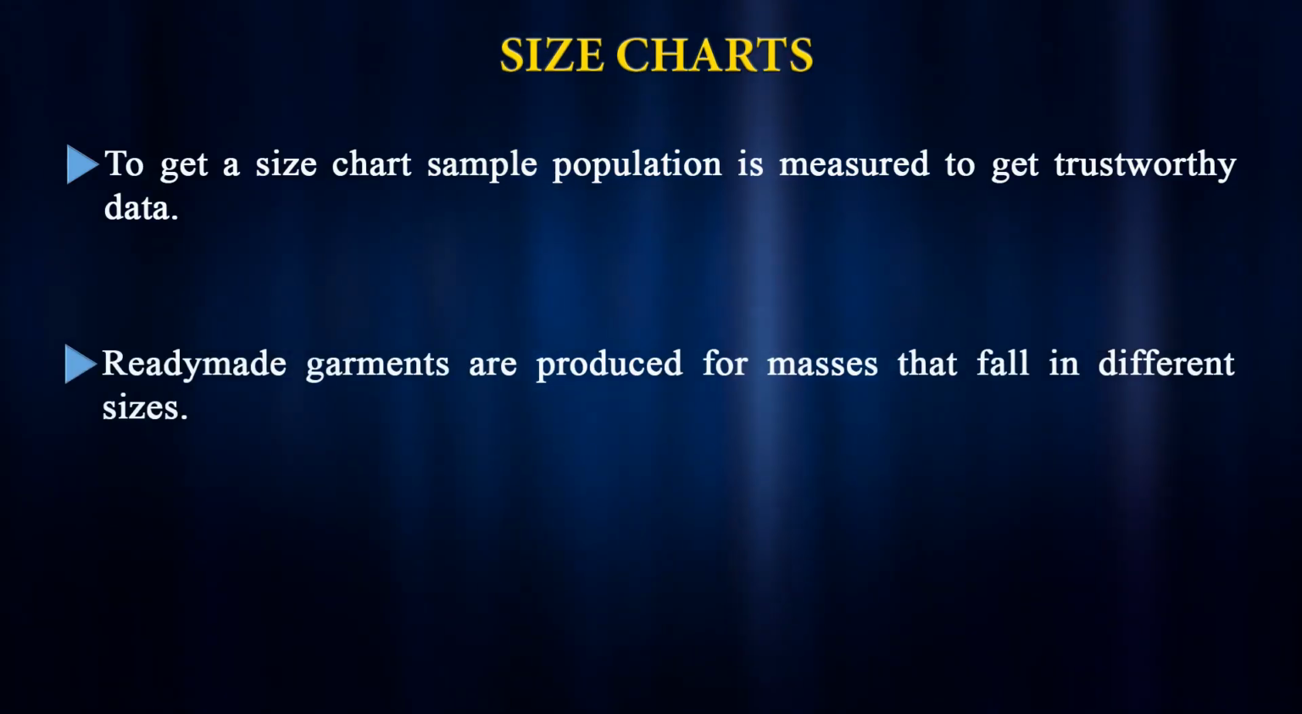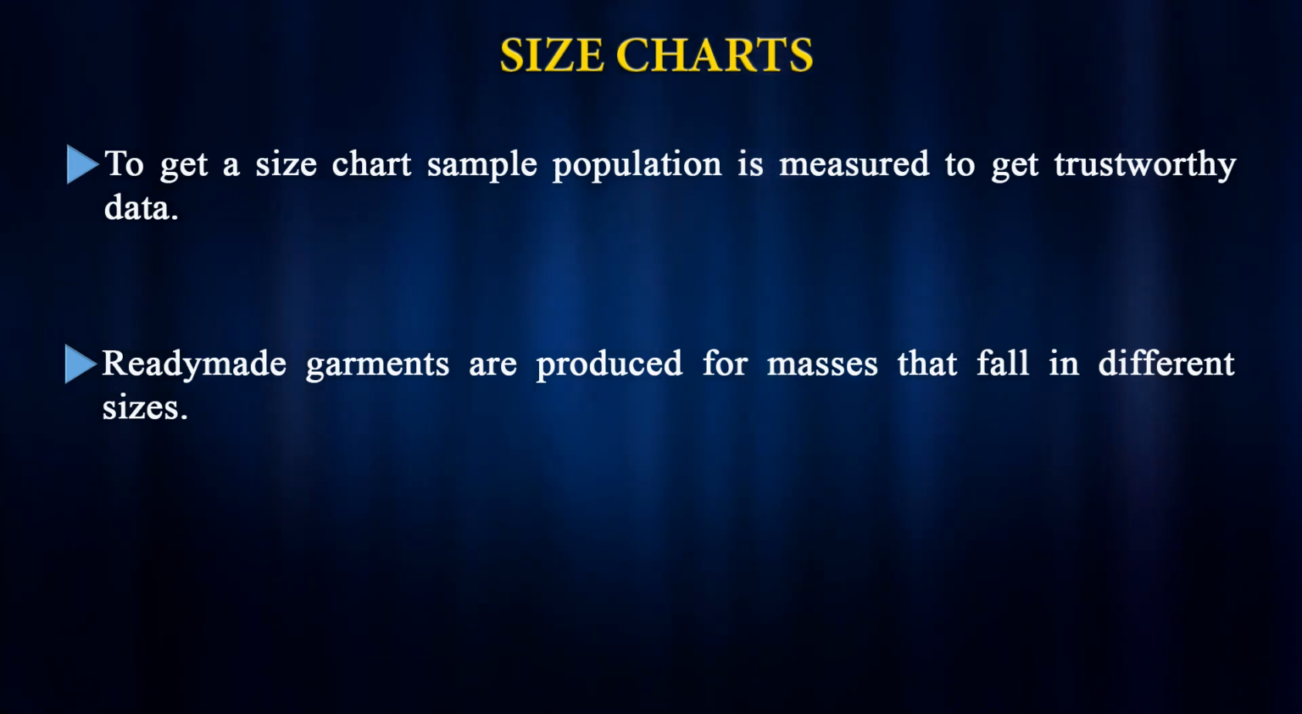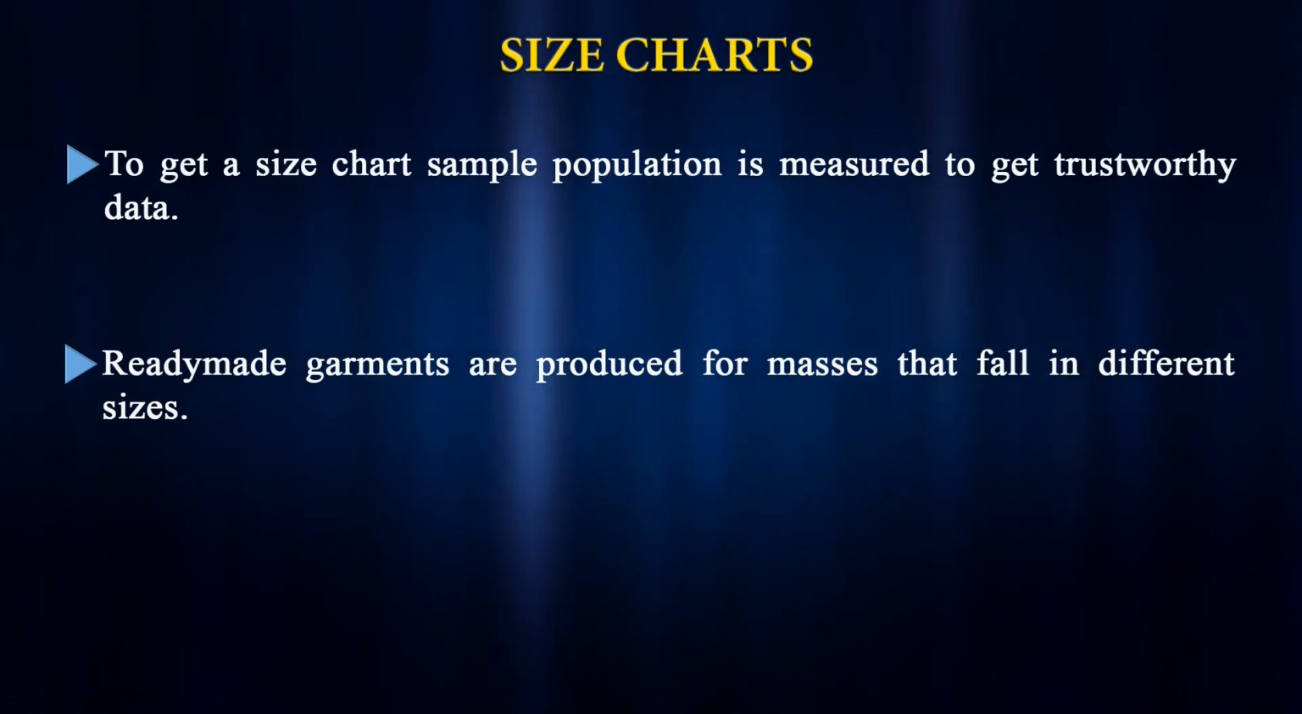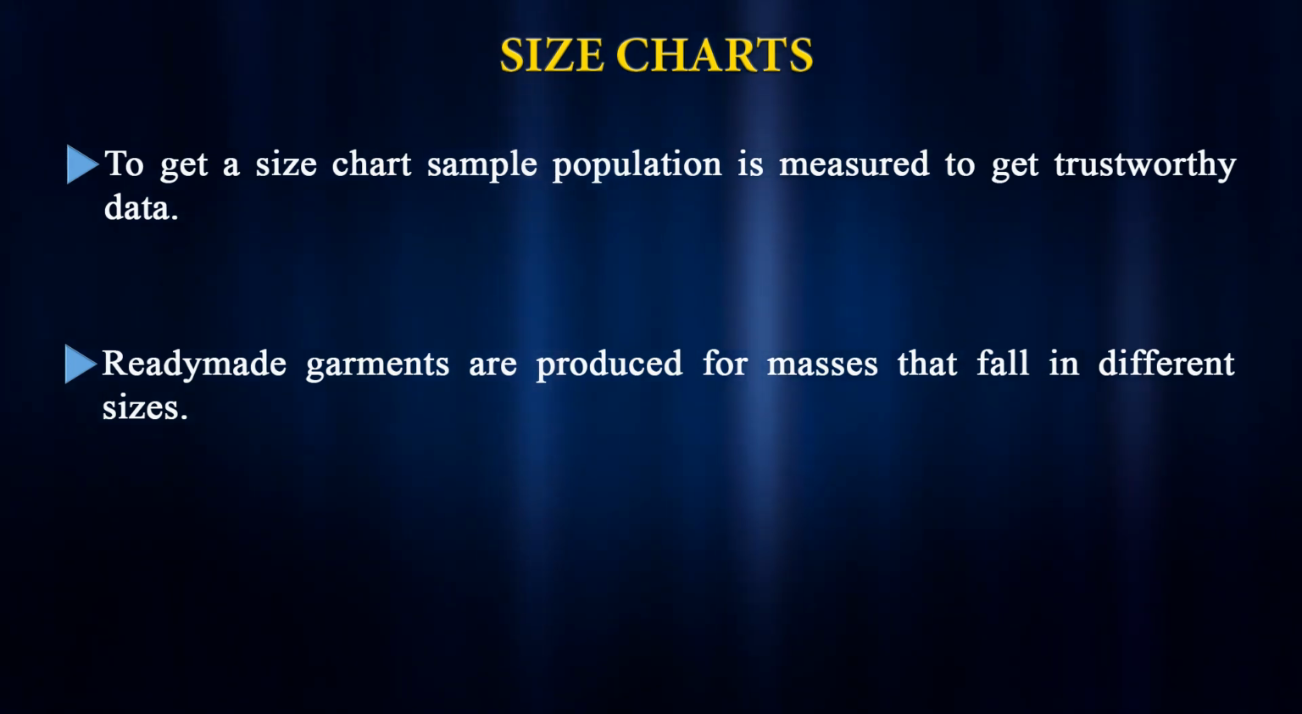And on that standard body measurement, we manipulate and do grading of that particular measurement to create different sizes of a particular pattern. Ready-made garments are produced for masses that fall in different sizes, and according to that standard measurement, we create different sizes to create different ready-made garments.